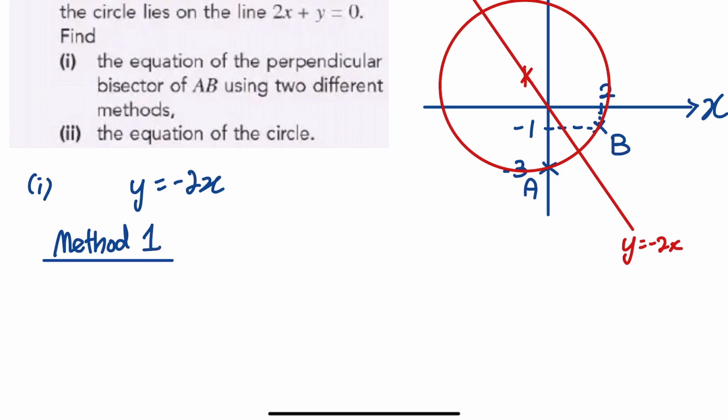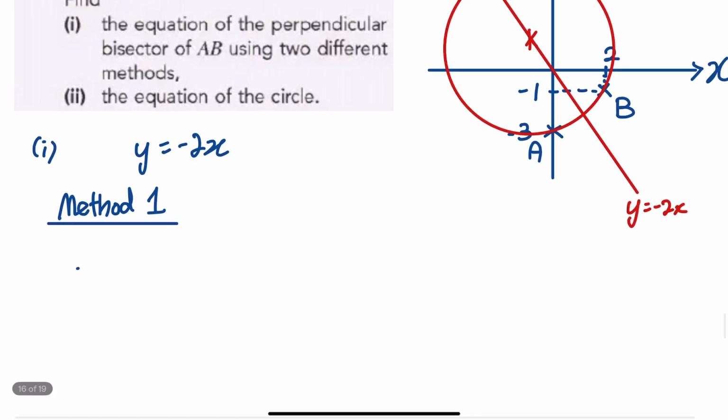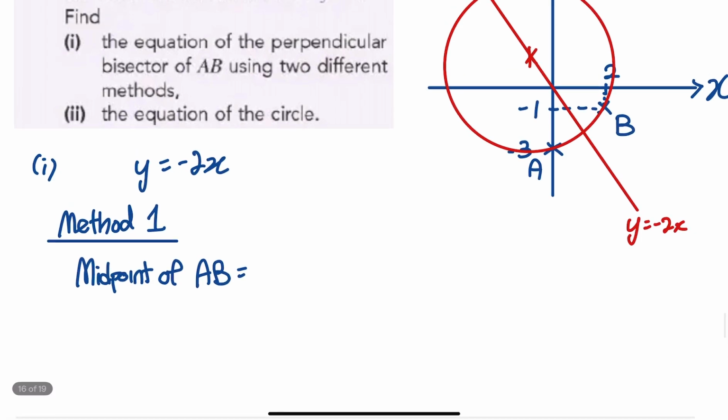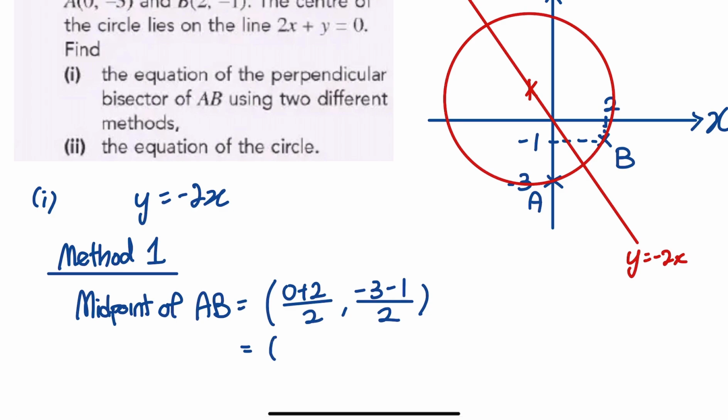Okay, so very straightforward. To find equation of perpendicular bisector of AB, find gradient and find one point on that line. So over here, midpoint of AB is simply equals to, okay, I add the two x coordinate together, 0 plus 2 divided by 2, comma, negative 3 plus negative 1, the whole thing divided by 2. Okay, midpoint of AB is simply 1, comma, negative 2.